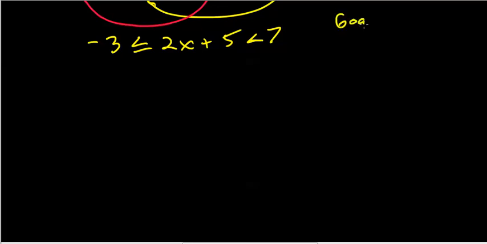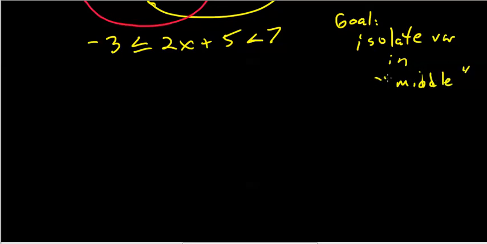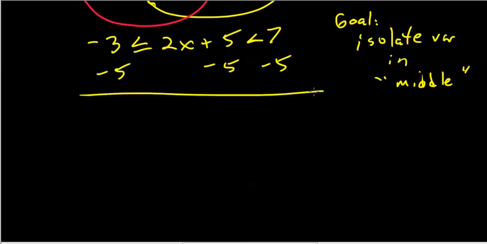Let me write that down. Goal. We want to isolate the variable in the middle. Isolate the variable in the middle part, or in between these two extreme inequality statements. Alright, what I'm going to do is, I guess you could call this a double-sided inequality for obvious reasons. I'm going to subtract 5 from all elements of this double-sided inequality.